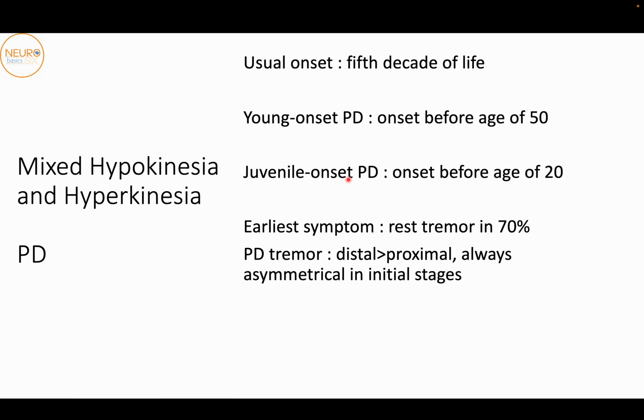The earliest symptom in most patients with PD is going to be rest tremor, and a particular thing about PD tremor is that it is mostly going to be distal rather than proximal, and almost always it would be asymmetric. A symmetric rest tremor is going to be very unlike PD, as we will see.